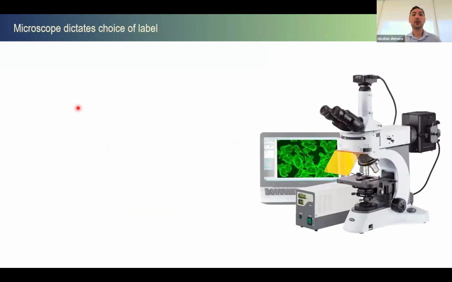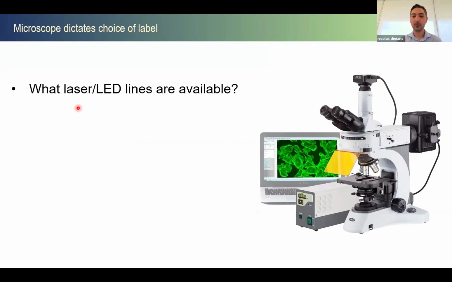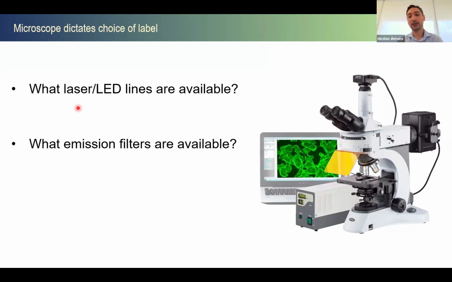All right. What do we need to know about our microscope to guide the choice of fluorophore? Well, we need to know what kind of light source we have access to. Do we have lasers? Do we have LED lines? Do we have a mercury bulb? And what kind of wavelengths are available to us to excite our fluorophores? Then we need to know what kind of emission filters are available, so at which wavelengths we are going to be able to collect the light emitted by our fluorophores.